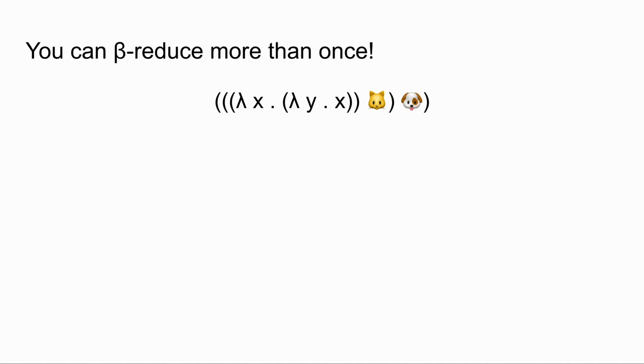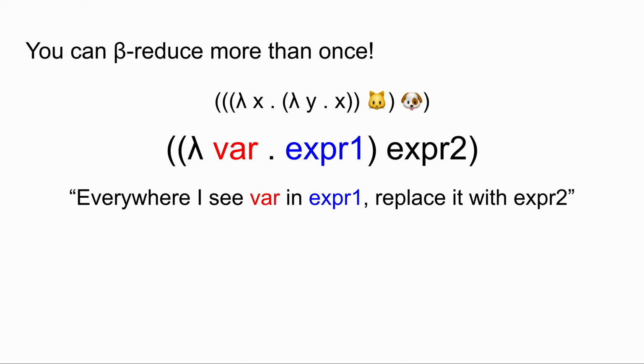Having nested lambda expressions means that we might be able to beta reduce more than once. Take this example. We have lambda x.lambda y.x applied to cat, applied to dog. How would we go about beta reducing this? Recall from the earlier slide that if we see an expression, we think, everywhere I see var in expression 1, replace it with expression 2. The problem is, our expression doesn't look like this. However, if we look at just the first sub-expression of our function application, we can see that this sub-expression actually does match the format we are looking for.